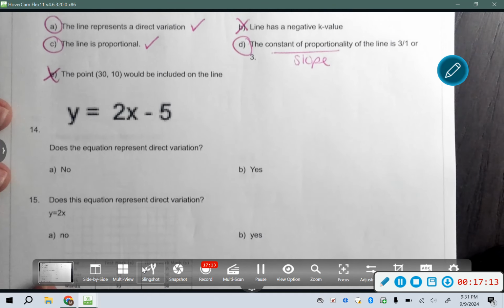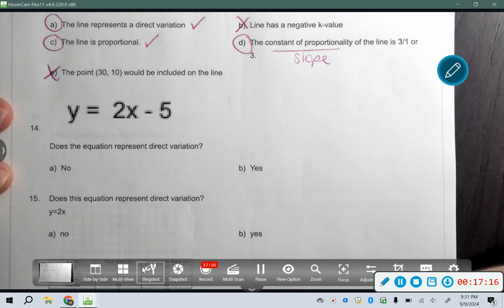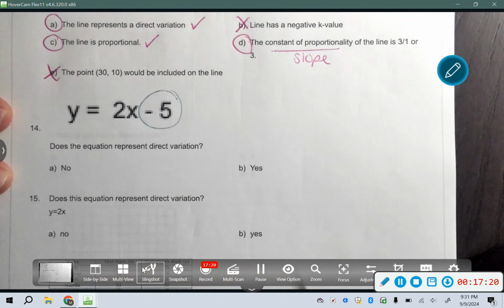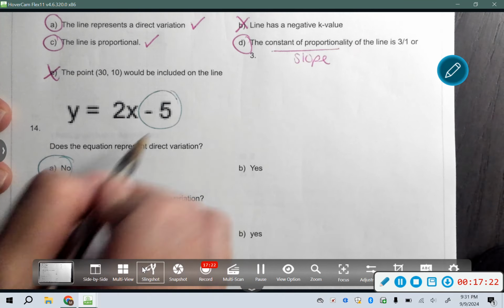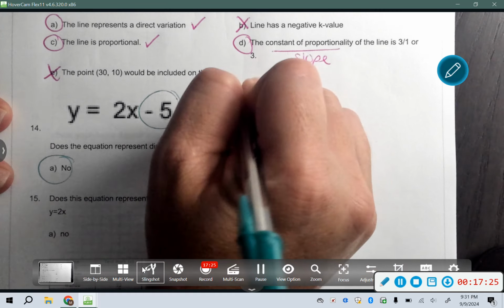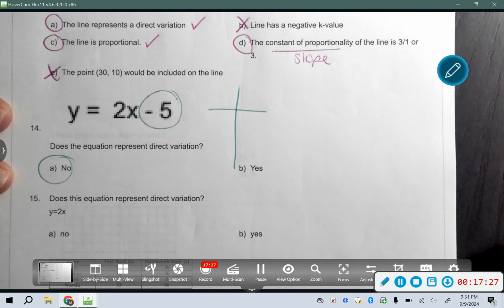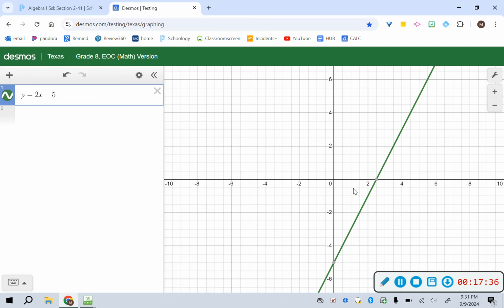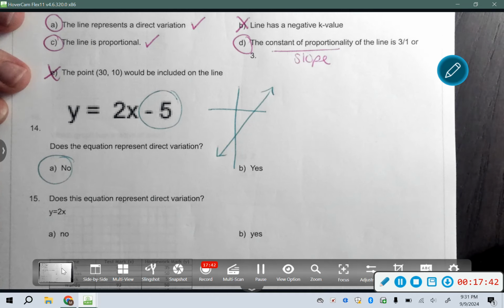Okay, look at number 14. Does this equation represent direct variation? No, because it starts at -5. If you were to type this in your calculator, 2x minus 5, it looks like this. It does not go through the origin. So I know that this is not direct variation. It looks something like that.